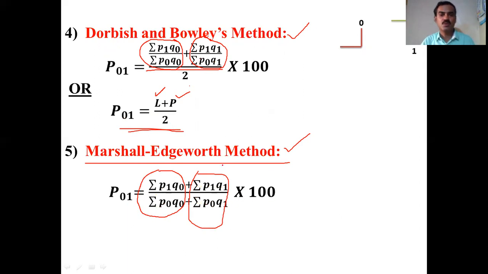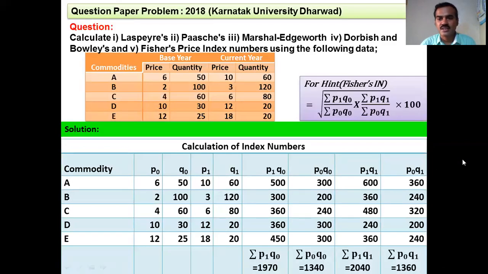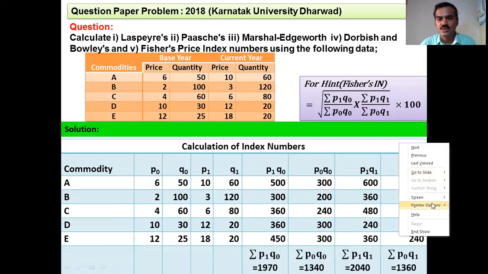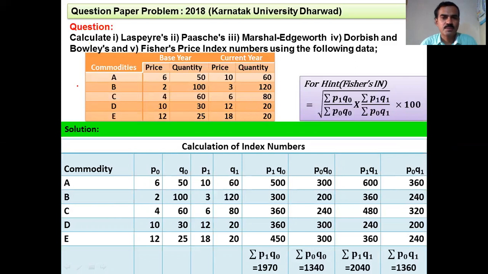So this is how the Marshall-Edgeworth method index number is to be found. These are the five kinds of index numbers that we have to use in the examination. So let us move towards the question paper problem.